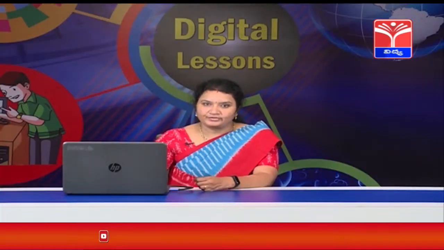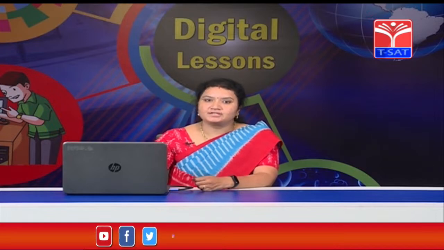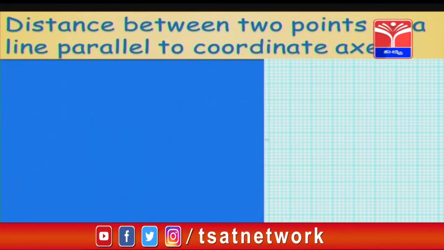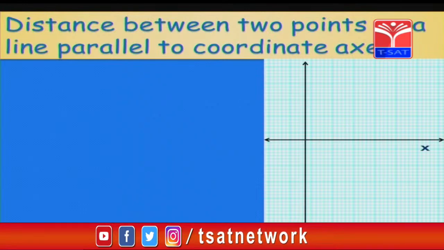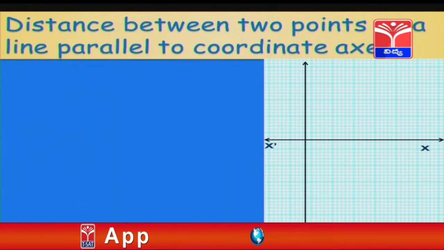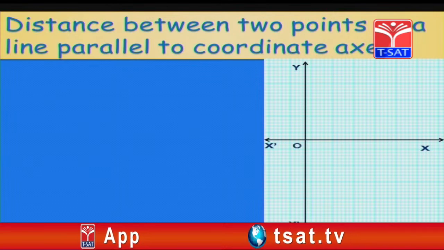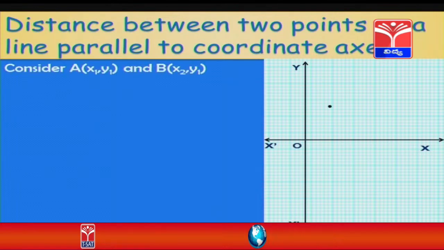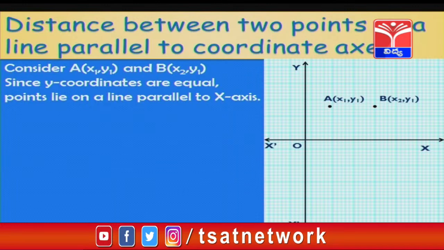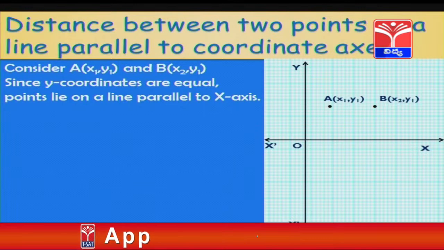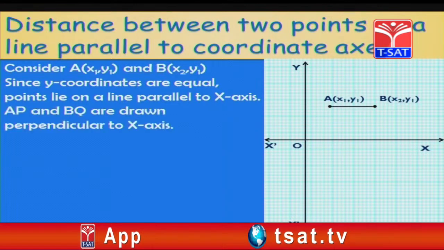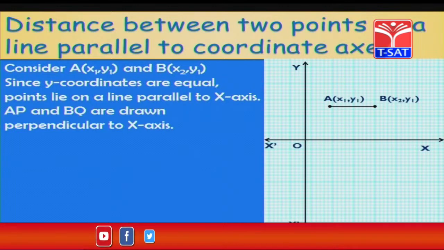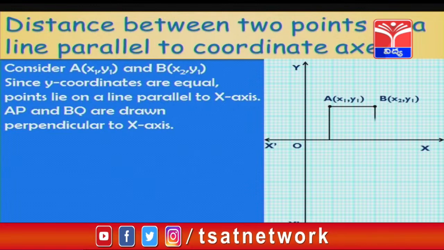Let us learn how to find the distance between 2 points in the coordinate plane. For that, let us get ready with our coordinate plane. Let us draw the x-axis, x and x dash, y and y dash, and the intersecting point would be the origin. Let us consider 2 points A (x1, y1) and B (x2, y2). If you observe, children, the y coordinates in both the points are the same. Since y coordinates are equal, the points lie on a line parallel to the x-axis. So, we will be drawing 2 perpendiculars from A and B respectively. So, AP and BQ are drawn perpendicular to the x-axis.